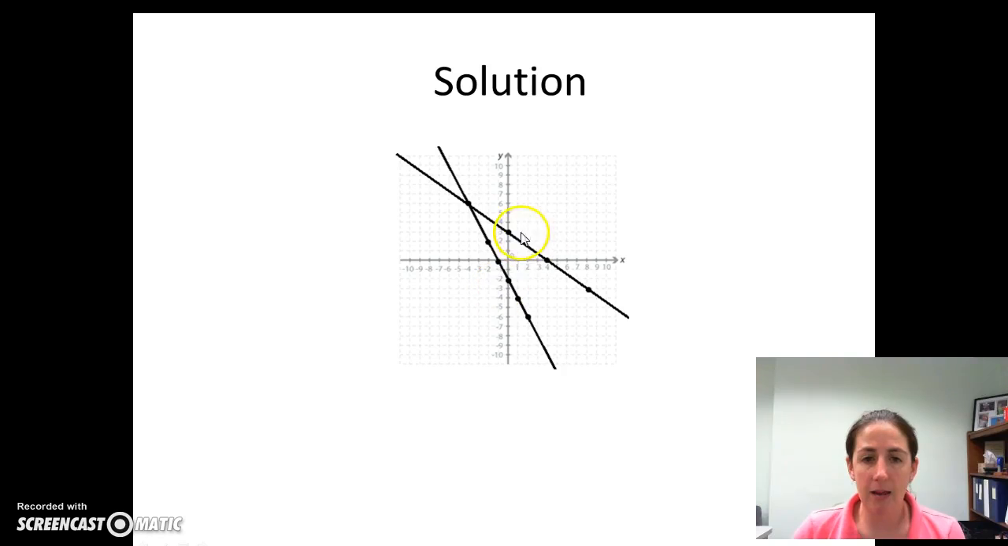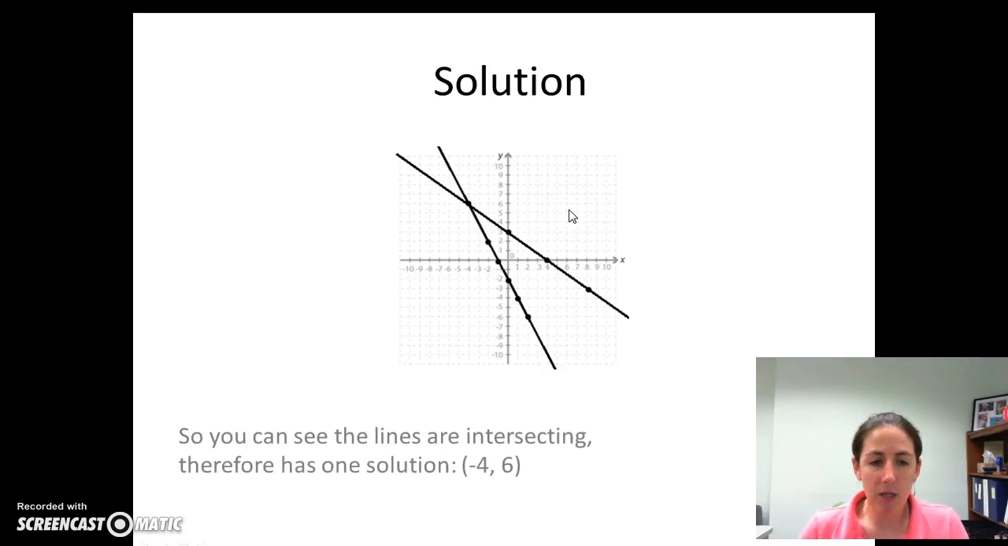Now the other line had the y-intercept (0, 3). And the slope was negative 3/4. We said we could go down 3, right 4, down 3, right 4. Or we could go up 3, left 4, up 3, left 4, and draw our straight line. Now what do you notice about these two lines? They are intersecting. Where are they intersecting? At this point right here, (negative 4, 6).